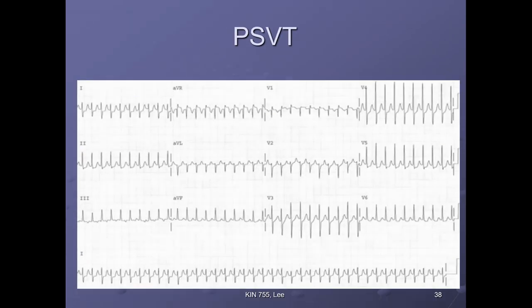So here's another picture of it. Really, really high rates, and we don't really see any discernible P waves here. Really, really high rates, higher than what you would get during normal sinus tachycardia.